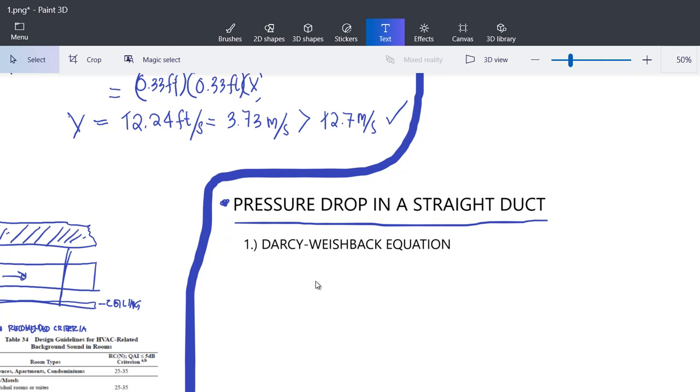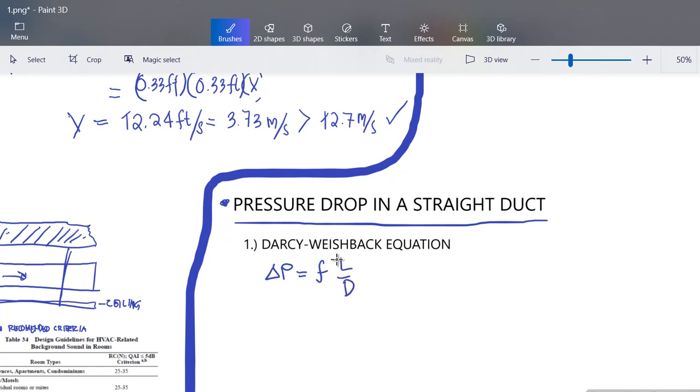So we have your equation from Darcy-Weisbach. So we have your change in pressure, or your pressure drop on the straight duct. Okay, so that will be your f L over D. Okay. Then you have your velocity squared over 2g.